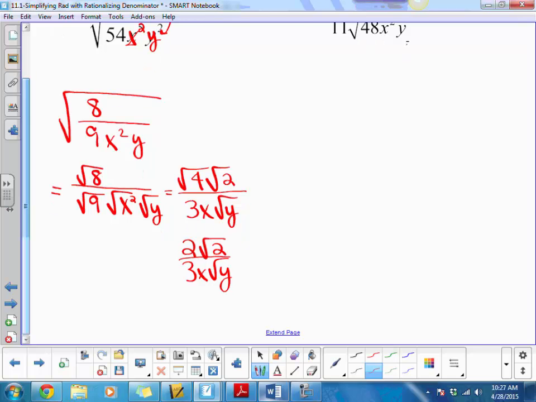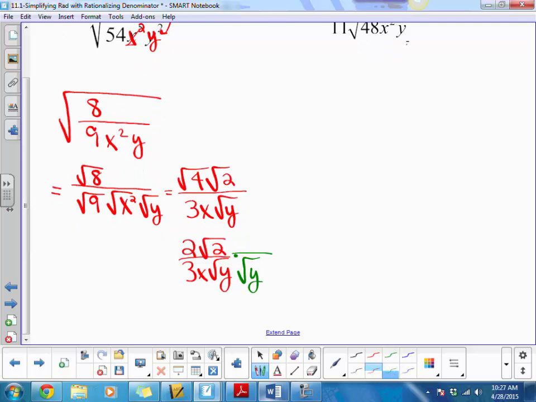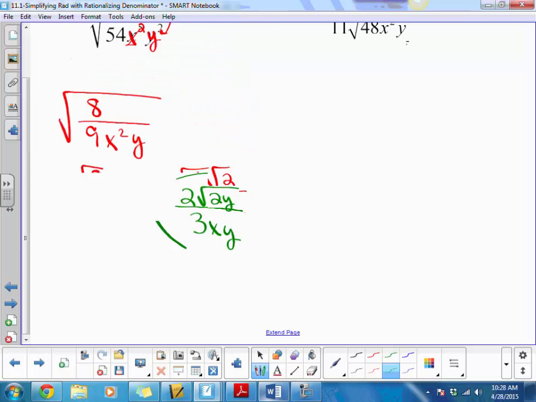The problem is that I have a radical in the denominator. I need to rationalize it. I do that by multiplying by the same exact term. Whatever I do to the bottom, I have to do to the top. You guys can remember those rules. So I'm going to multiply these two together. So I have 2 times the square root of 2y divided by square root of y times the square root of y is just y, divided by 3xy. And that is now simplified.